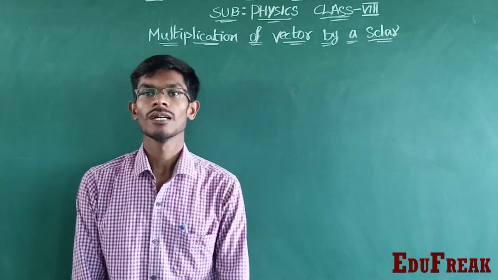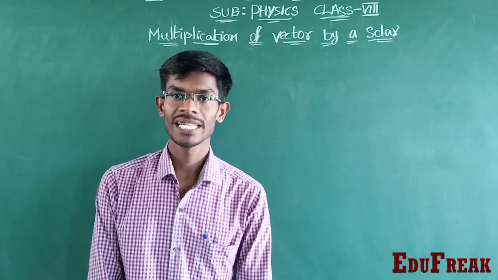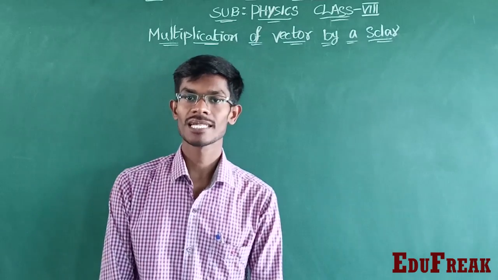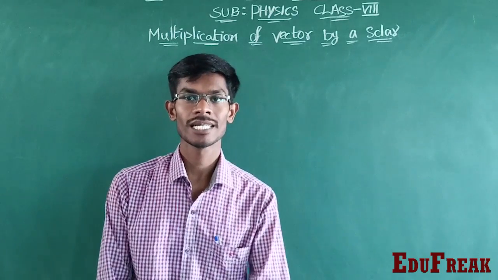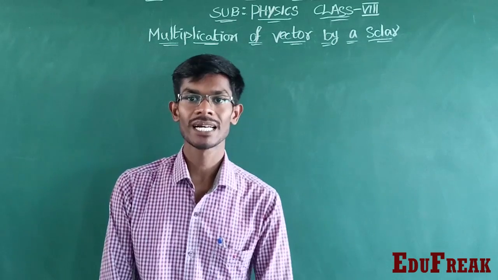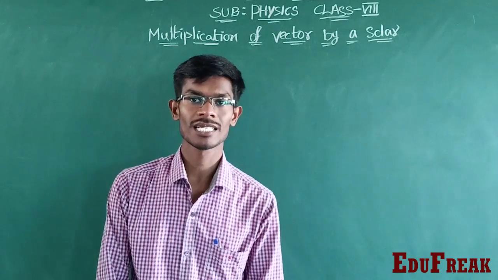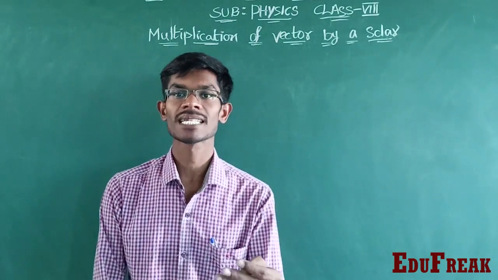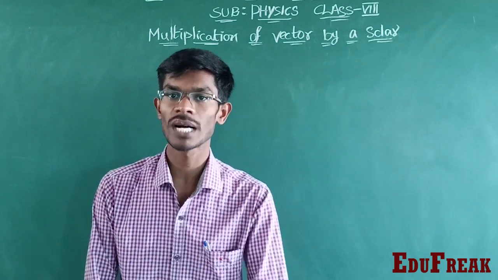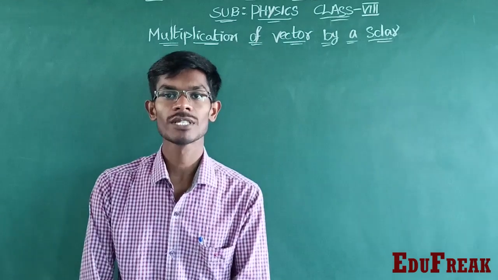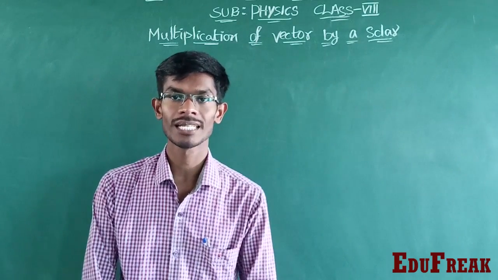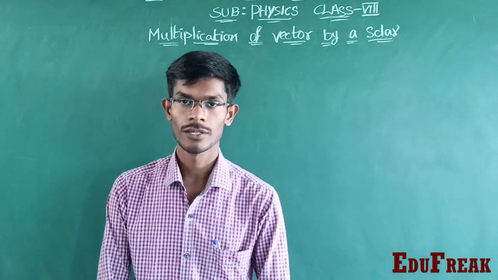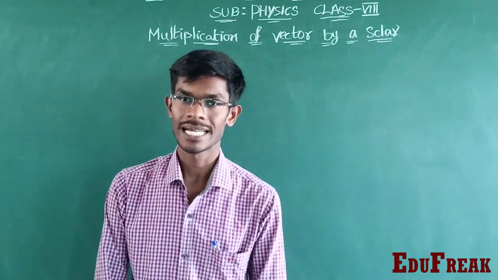To discuss multiplication of a vector by a scalar. Vector multiplication by a scalar comes under the algebraic methods we are following: addition, subtraction, multiplication, like that. Here we are considering multiplication by a scalar. A scalar is a physical quantity which has only magnitude, without direction.